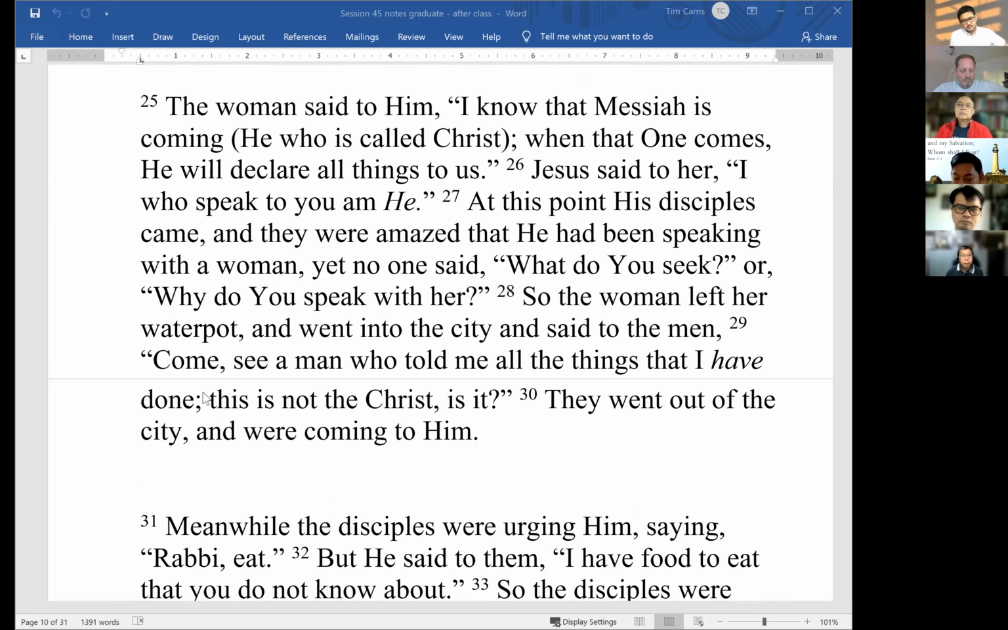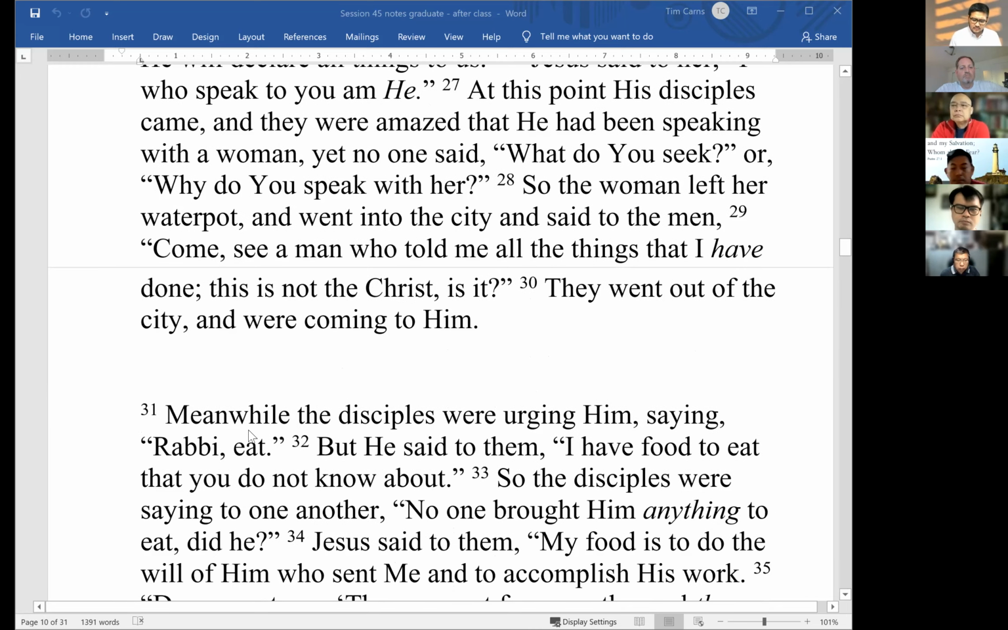At this point, his disciples came, and they were amazed that he had been speaking with a woman. Yet no one said, "What do you seek?" or "Why do you speak with her?" So the woman left her water pot and went into the city and said to the men, "Come, see a man who told me all the things that I have done. This is not the Christ, is it?" They went out of the city and were coming to him.